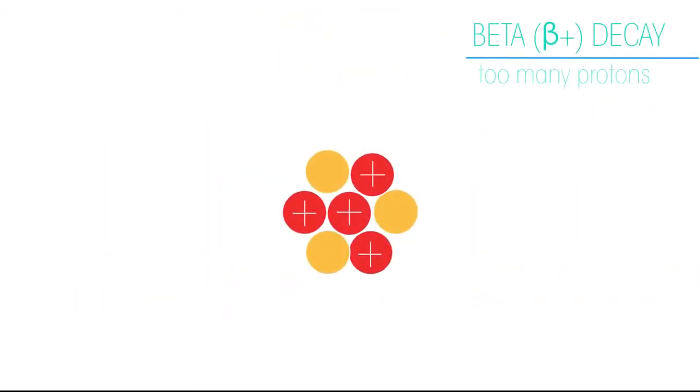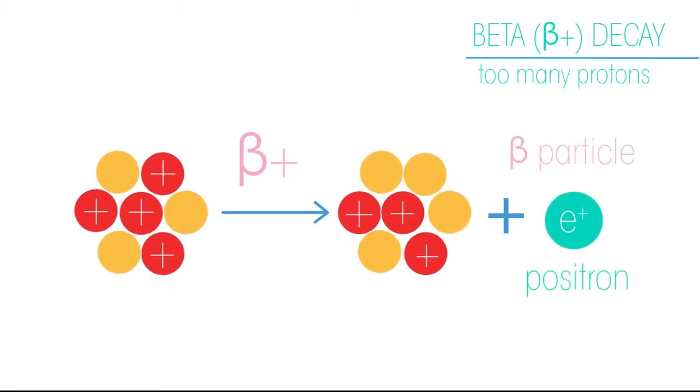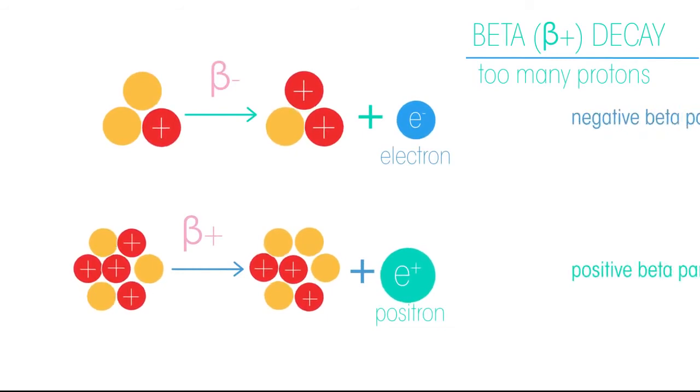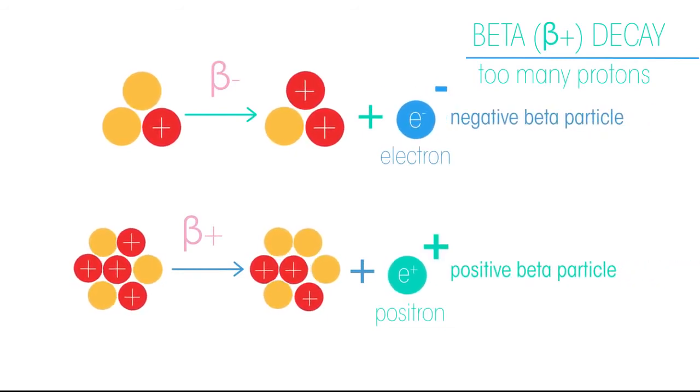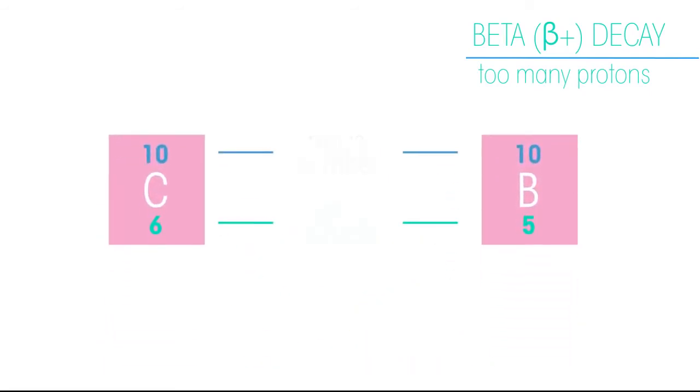When an isotope has too many protons, it decays by beta plus decay. A proton is converted into a neutron and a positive beta particle called a positron. Positrons have the same mass as electrons, but the opposite charge. By losing a proton but gaining a neutron, the mass number stays the same, but the loss of a proton means the atomic number decreases by 1.